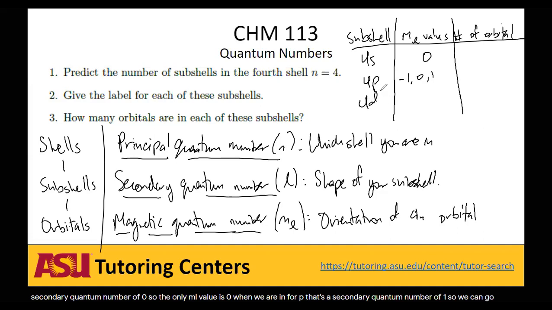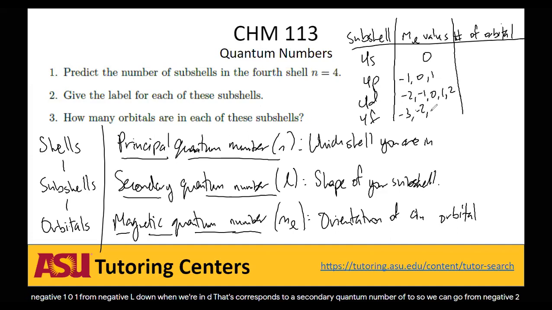When we're in D, that corresponds to a secondary quantum number of 2. So we can go from -2 all the way up to +2. And when we are in F, we can go from -3 all the way up to +3. Each of these numbers represents a different orbital. So for 4s, we only have 1 orbital. But for 4p, we have 3 orbitals. For 4d, we have 5 orbitals. And for 4f, we have 7 orbitals. So within each of these subshells, we can figure out how many orbitals we have.